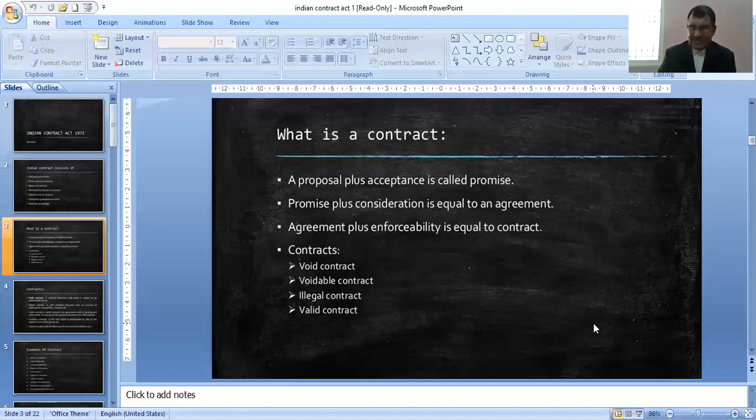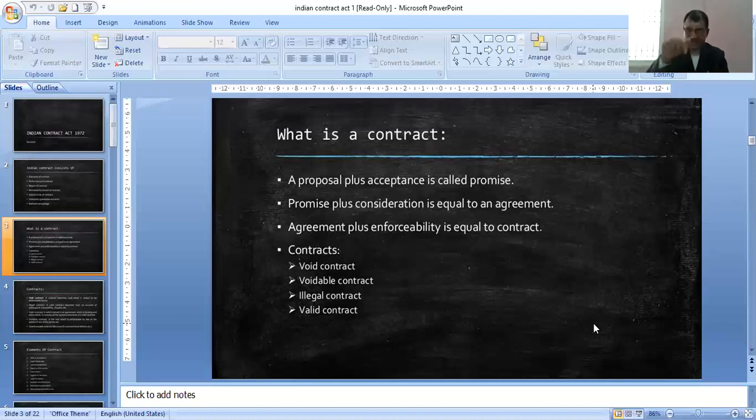Consideration is nothing but something in return. The students or the institution will benefit, as they will be gaining knowledge about the Indian Contract Act 1872. So, a promise plus consideration is an agreement. Agreement plus enforceability is equal to contract. I told you a formula because nowadays everything is formula-based teaching.